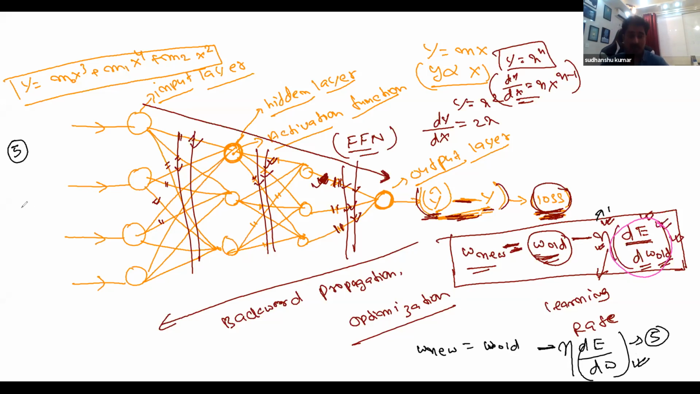Now eta value can be 0.01. Let's suppose my error is equal to 5 and eta is equal to 0.01. If I multiply 0.01 into 5, I get 0.05. So the error was 5, but how much are we reducing from the weight? We are reducing 0.05, hypothetically.